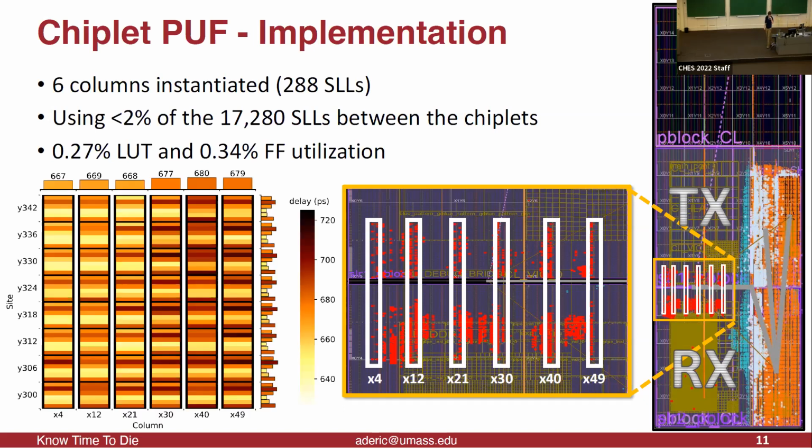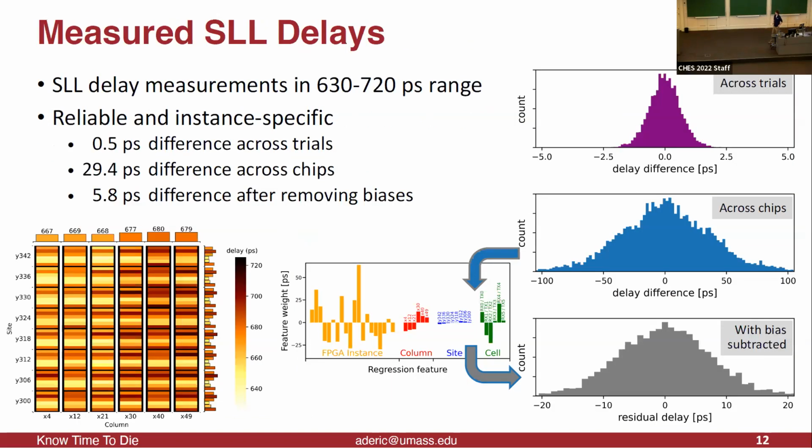And then you can actually get the delays of each of those wires. And then when you put them in a nice graph, that's what you get. And I should also mention, we're using less than 2% of the total number of wires, which is super lightweight, right? And so these delays can vary. They can be between 630 and 720 picoseconds.